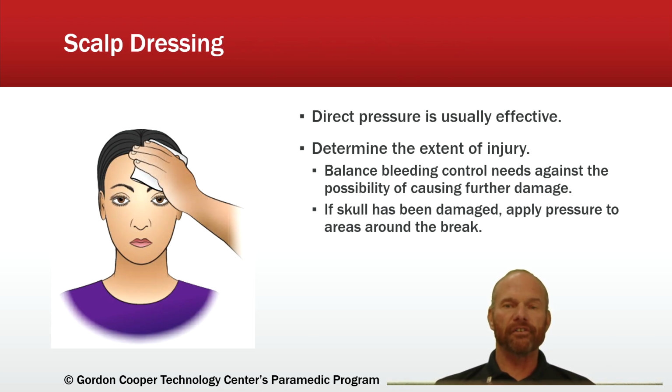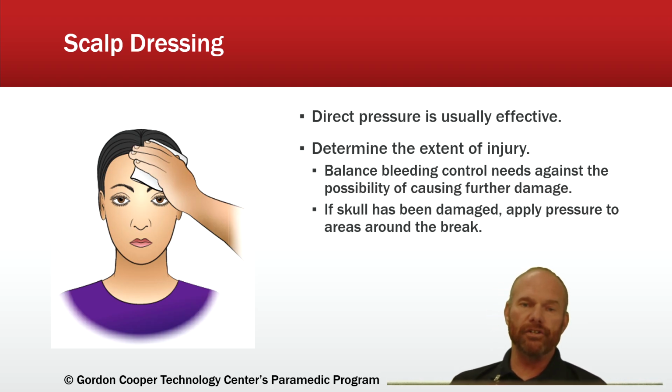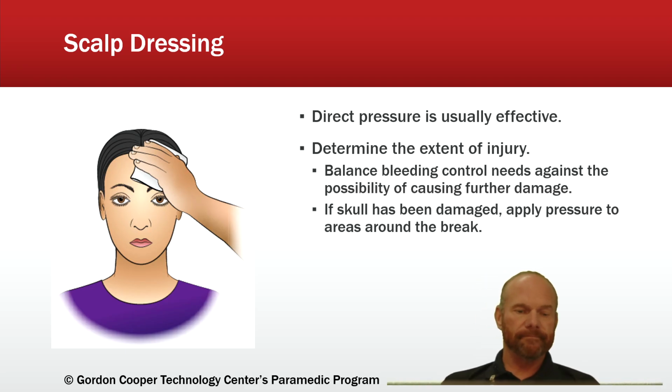So we're going to start at the top and head to the bottom, talking about the body, looking at how to bandage and do some things with some soft tissue trauma. So scalp injuries tend to bleed profusely, so direct pressure is usually effective in stopping that bleeding. Significant trauma may indicate potential skull damage, such as fractures. So you need to balance the need for bleeding control with the risk of causing further damage to the skull. If skull damage is evident, then you just apply pressure to the areas around the break rather than directly on the fracture.